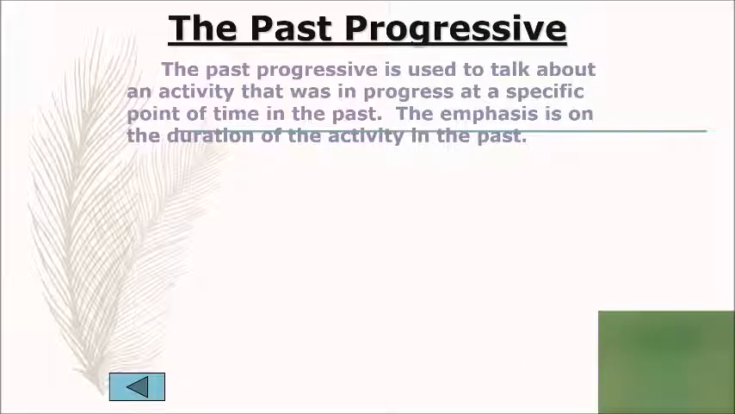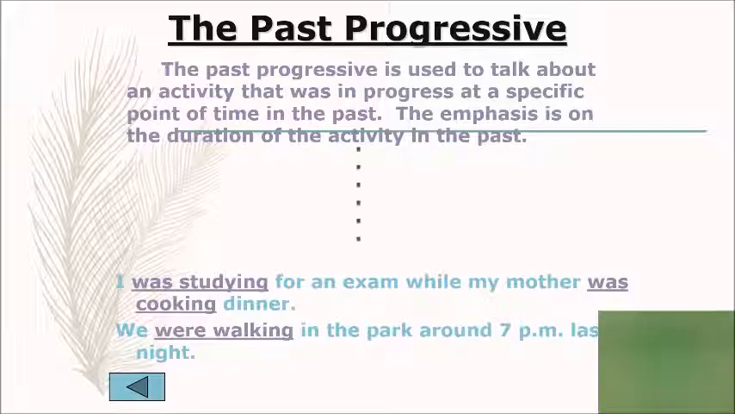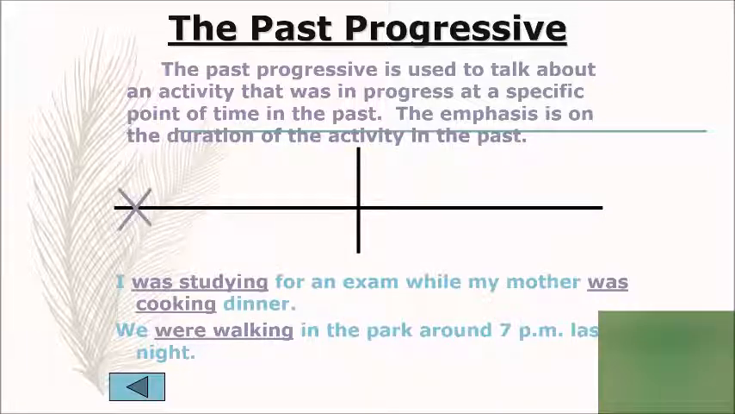Let's have a look at the past progressive now. Past progressive is used to talk about an activity that was in progress at a specific time in the past. I was studying for an exam while my mother was cooking. Here we have two simultaneous actions, two actions that went on at the same time, or that were continuous at the same time. I was studying, and at the same time my mother was cooking the dinner.